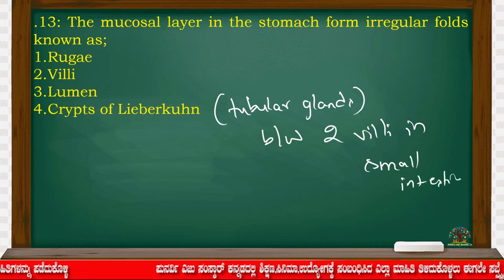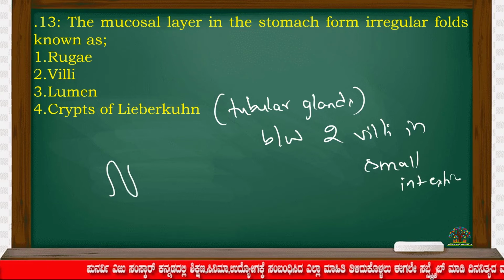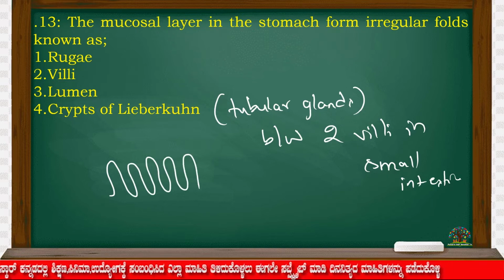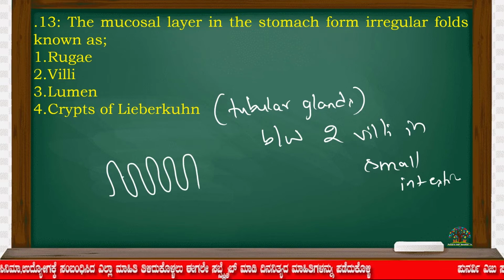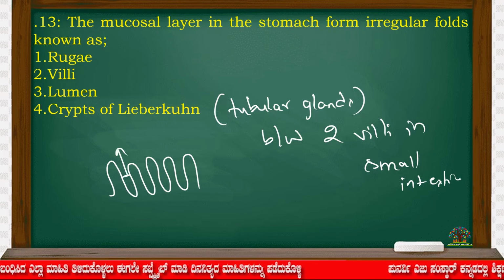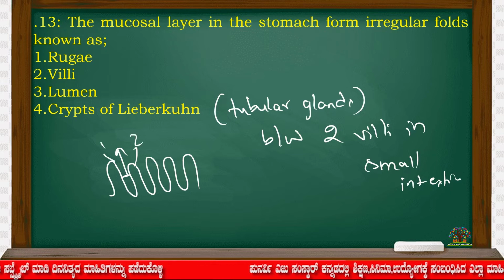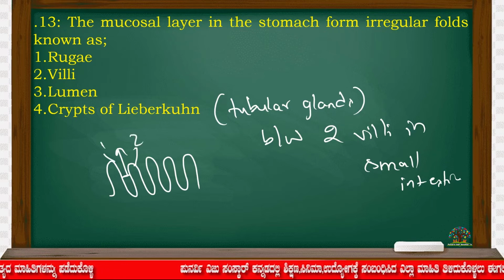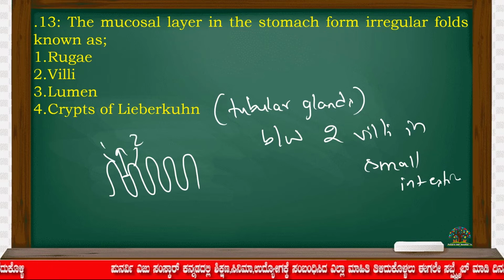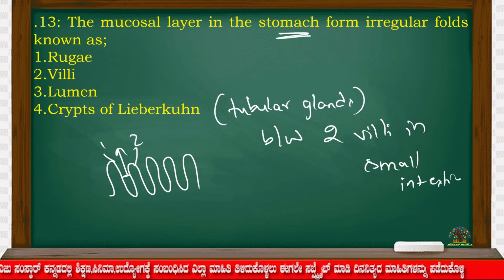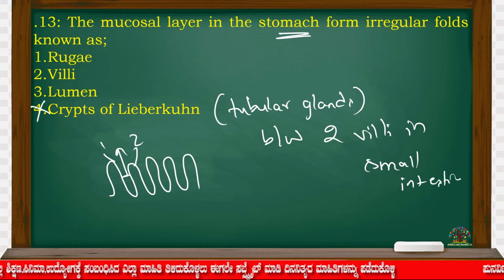So in the intestine, we have projections that are called villi, and these crypts of Lieberkühn exist between two successive villi. They are not present in the stomach. Rather, they are present in the small intestine. So this cannot be the answer.